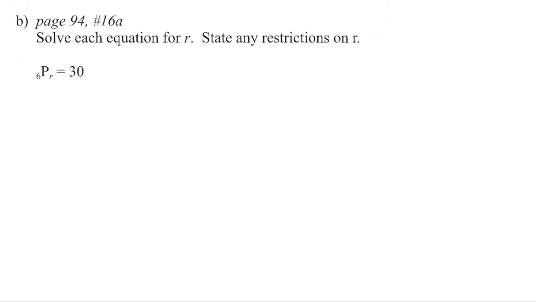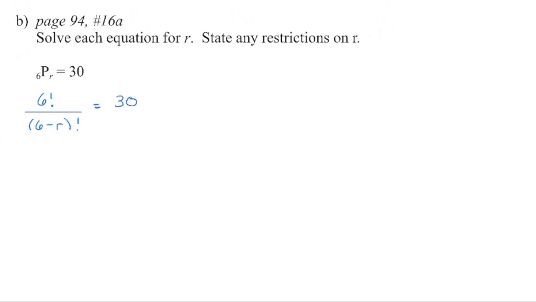Now, in our very last question here, we are asked to solve the equation for r, and we also always state any restrictions on the variable. So if you're given a question in permutation notation, the first thing you want to do is take it out of permutation notation and write it in factorial notation. So I know that this is going to be 6 factorial divided by (6 minus r) factorial, with n minus r factorial going in the denominator, and this is equal to 30.